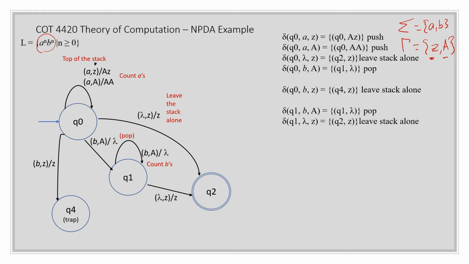And also, if I have my B's, as long as there's an A, I will pop off. But if I have more B's than A's, I've already popped off, and now I have another B in my string, and I don't have another A to match it. This means more B's than A's, so I'm also going to go to the trap state.